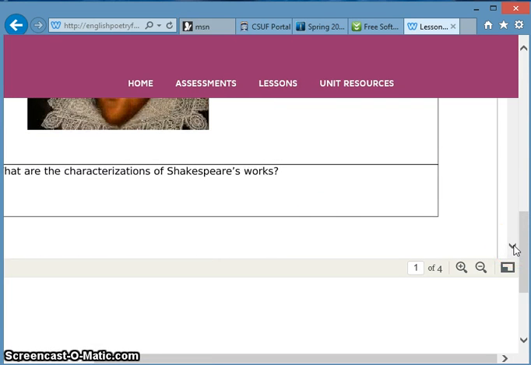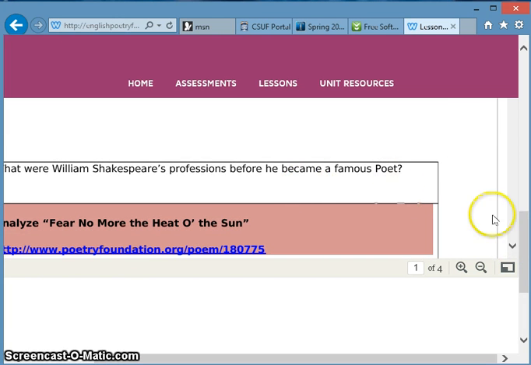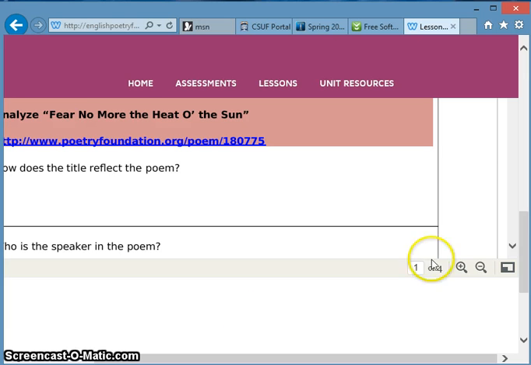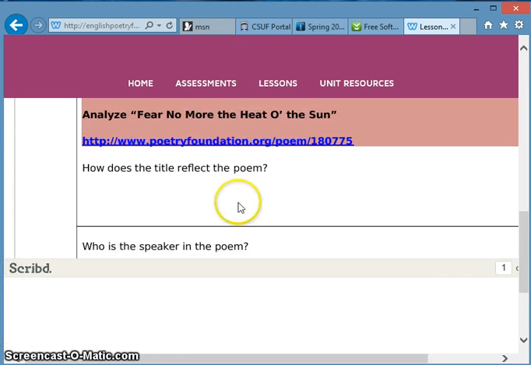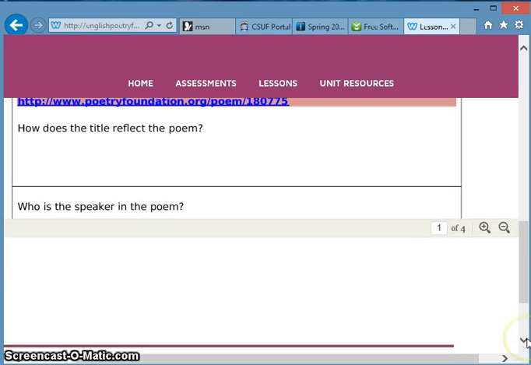Students can also describe the characteristics of Shakespeare's work by viewing the link on the top of the website and then answering the question. They will also be reflecting on Shakespeare's profession, and most importantly, they will be analyzing the poem Fear No More the Heat of the Sun, which is a great practice for them. So I can indicate their strengths and weaknesses in poetry analysis.